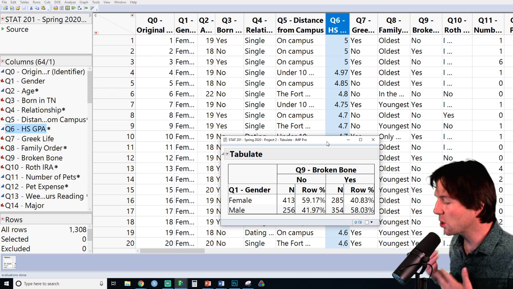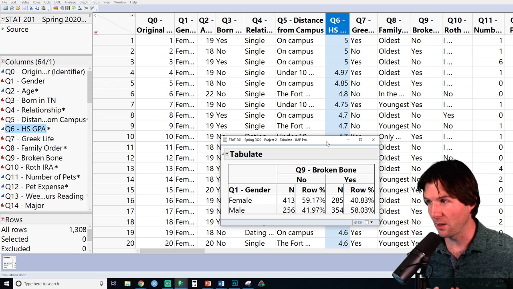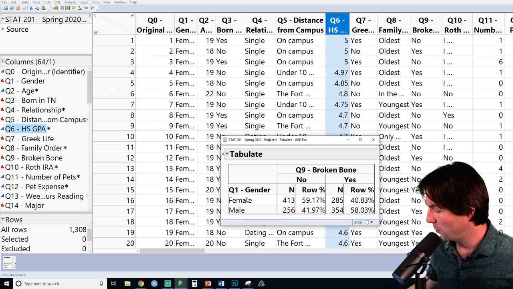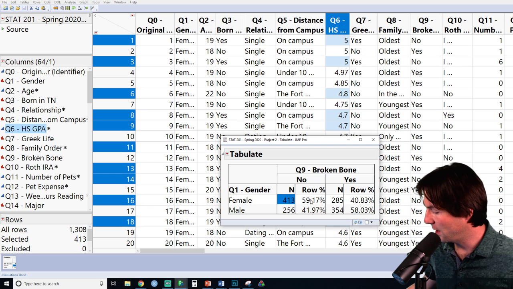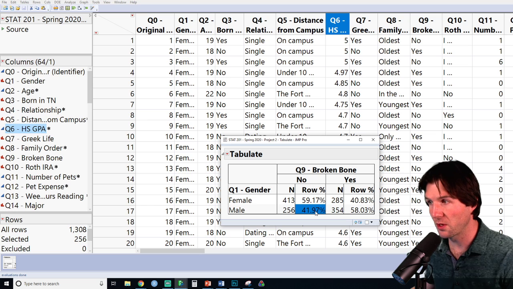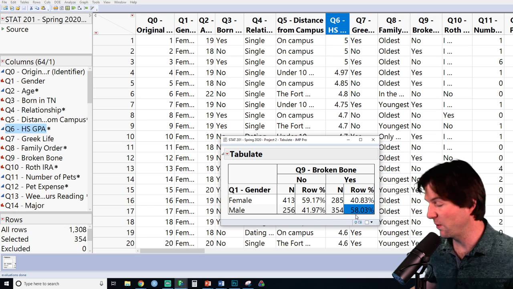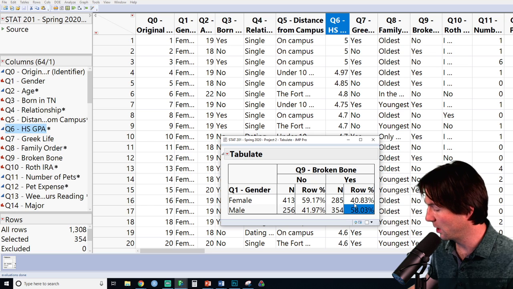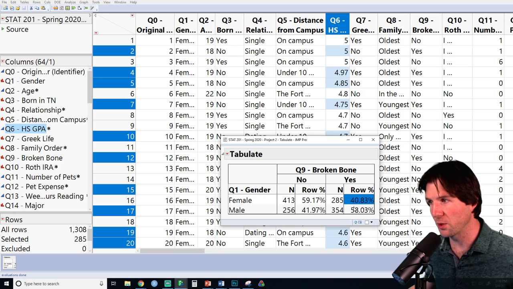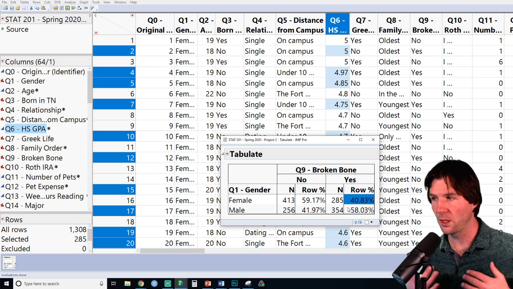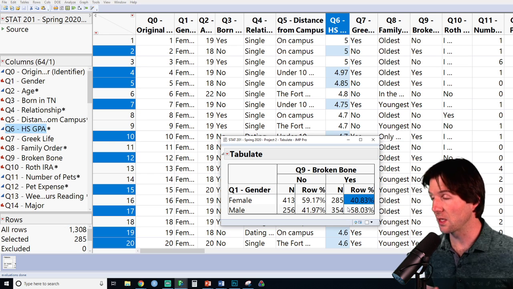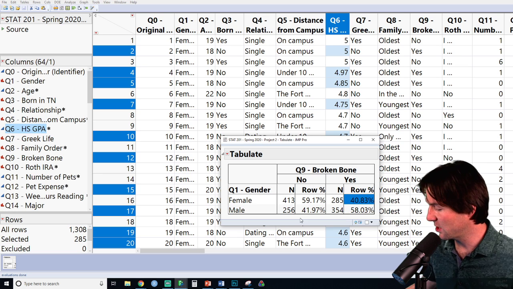Okay, so we have here males versus females. First off, 59% of females have not broken a bone, as opposed to 42% of males who have broken a bone. It looks like males were more likely to have broken a bone, with 58% of males having broken a bone and 40% or 41% of females having not broken a bone. So maybe there is some sort of gender relationship to breaking a bone versus not breaking a bone here. The sample sizes look to be about even for both groups.